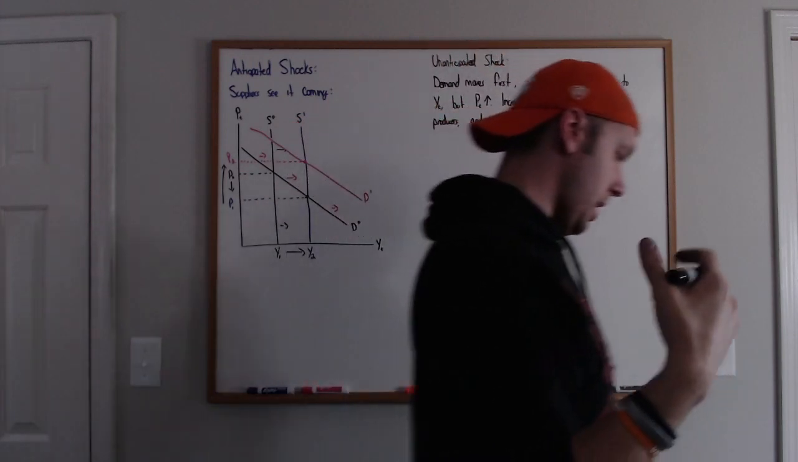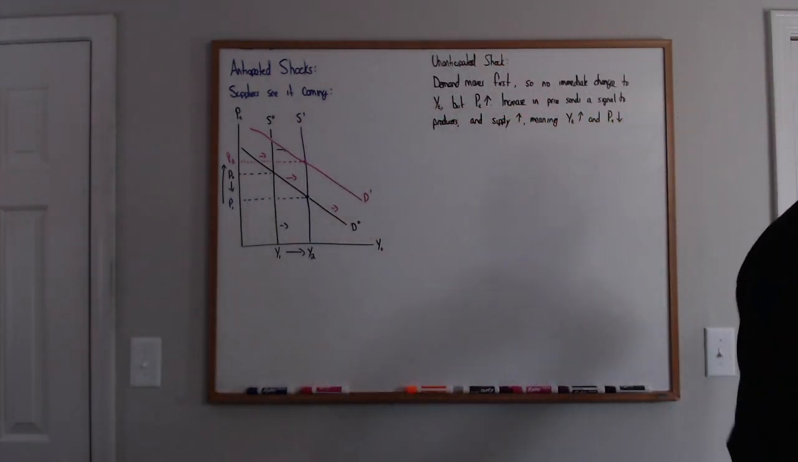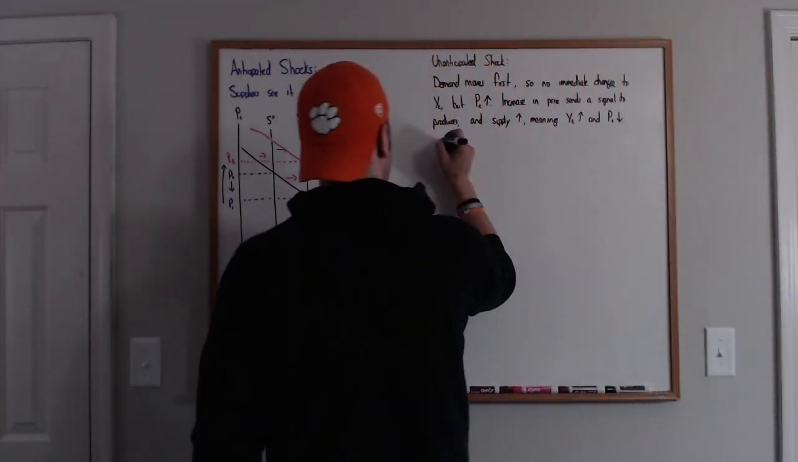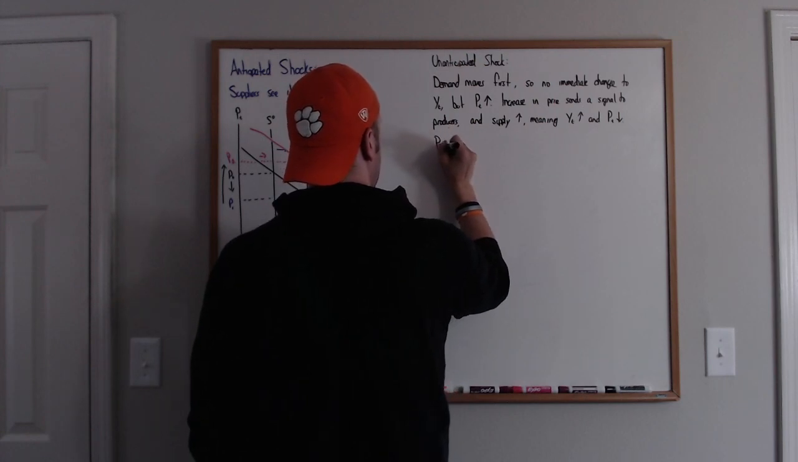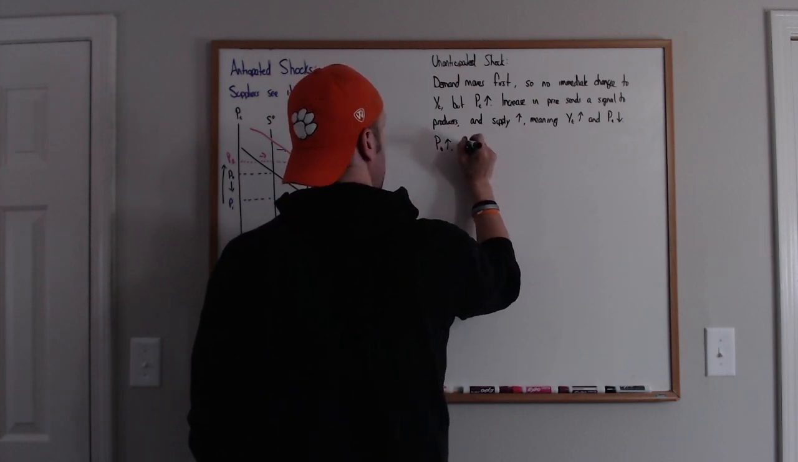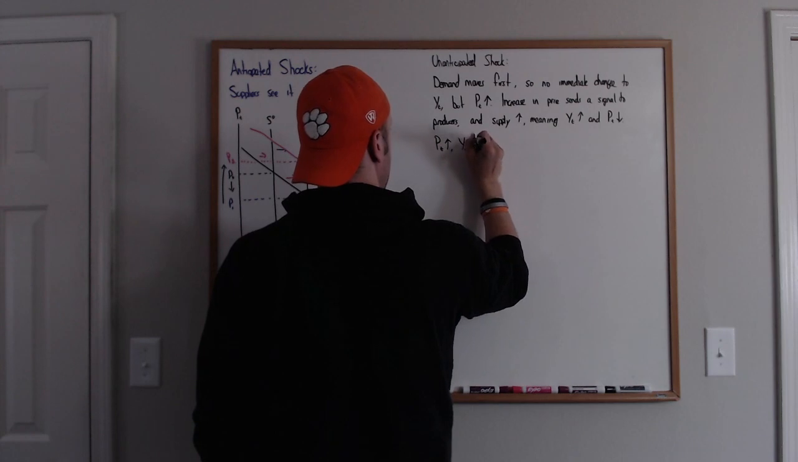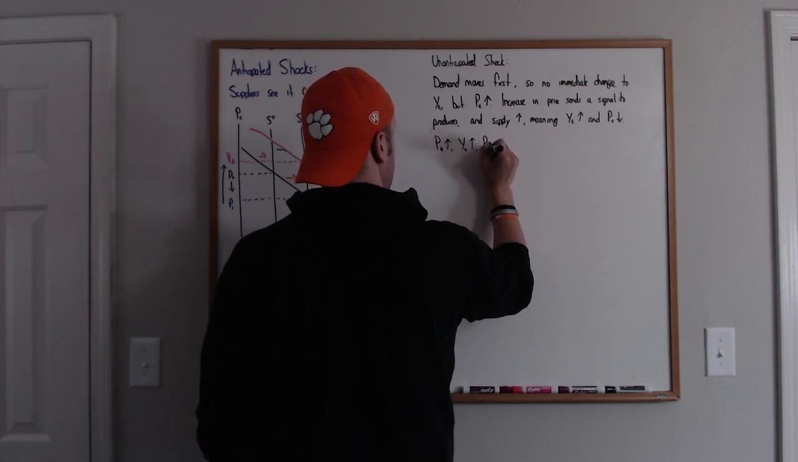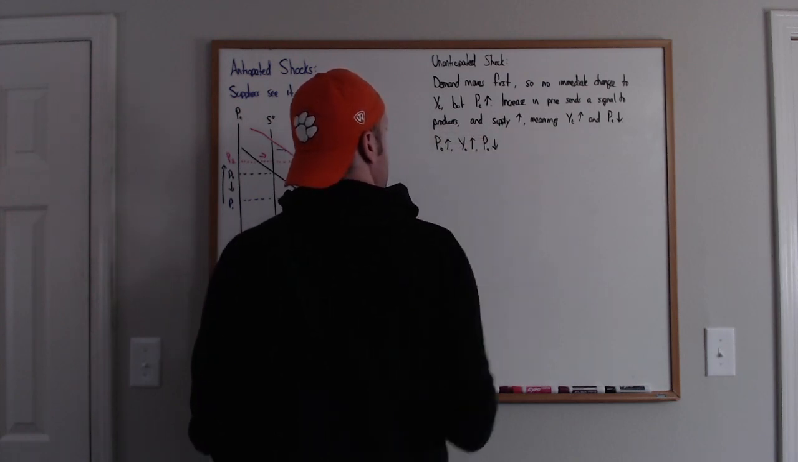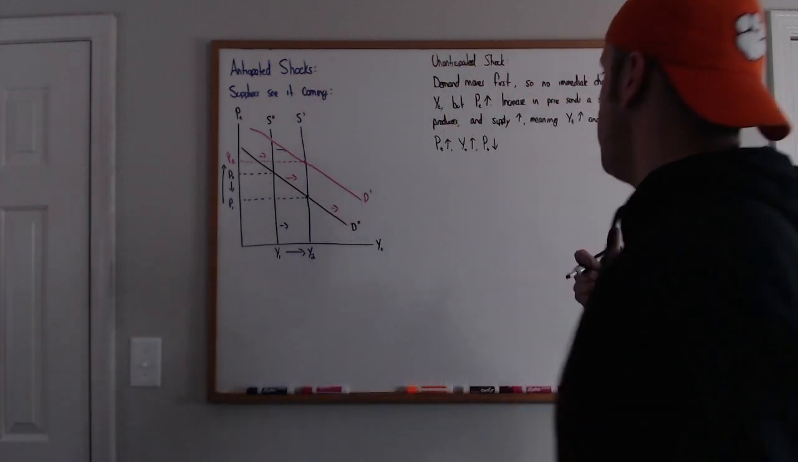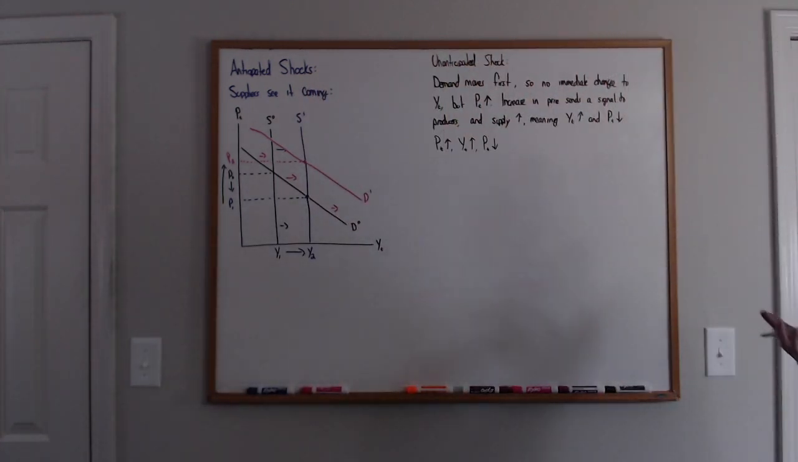Supply goes up, meaning output goes up, prices go down. So we could say we would get that. Price goes up, sends that signal to suppliers, output goes up, price level goes down again.